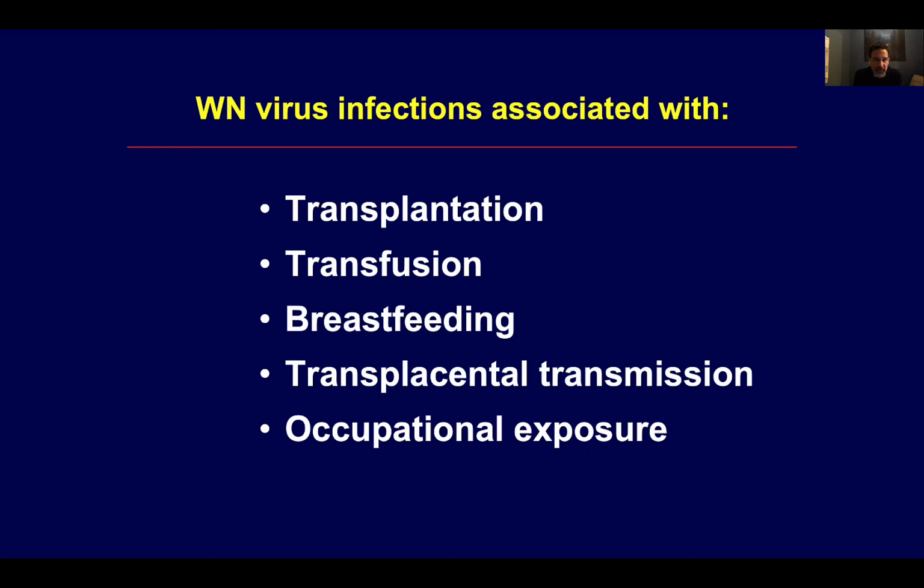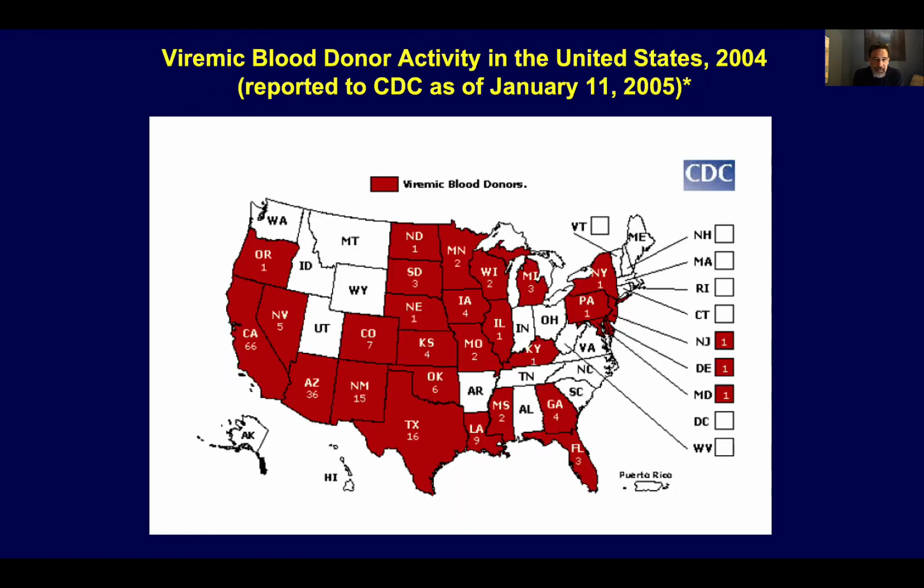But other modes of transmission include breastfeeding, transplacental transmission, and cases of occupational exposure in laboratories. Since there's the need to screen the blood supply for West Nile, it also can be used as a source of surveillance to identify areas where cases are being detected through screening of the blood supply. You can get a sense of how that played out here, for example, in 2004, where they were picking up cases of active West Nile virus infection in the process of screening to protect the blood supply.